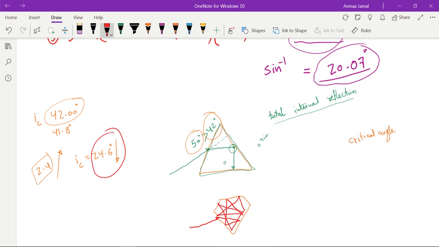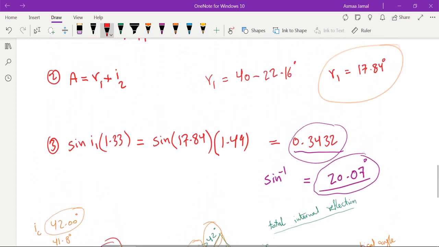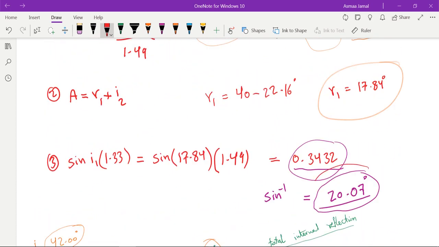or total internal reflection. If we look at our example, this is our incident ray striking the prism at an angle less than 42, which means there will be no internal reflection. The light will refract and leave the prism easily.